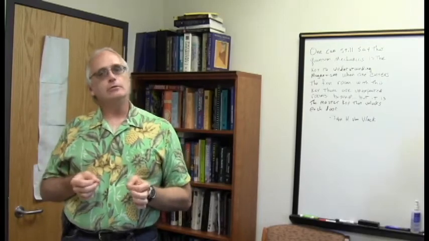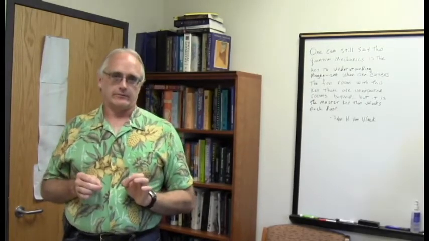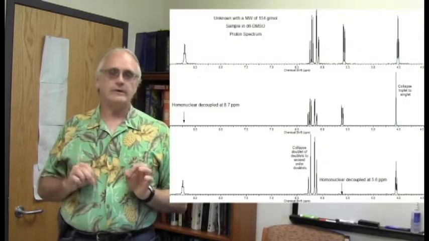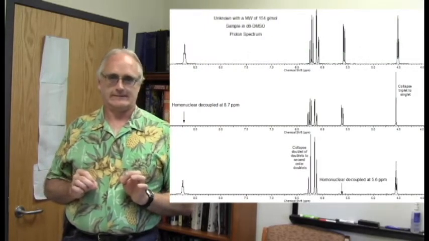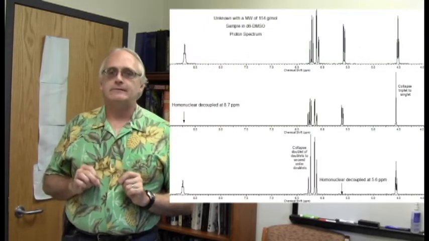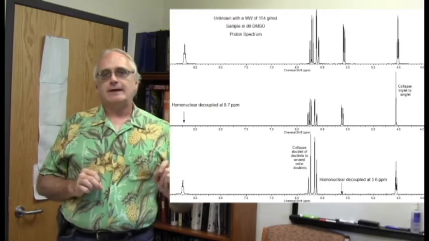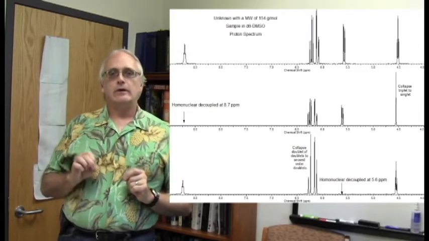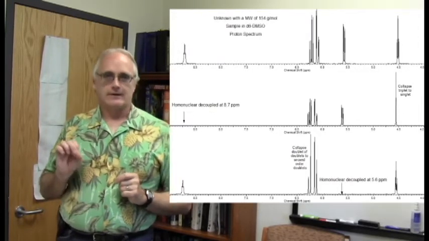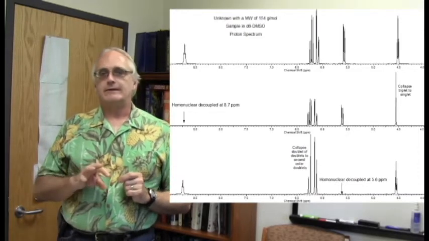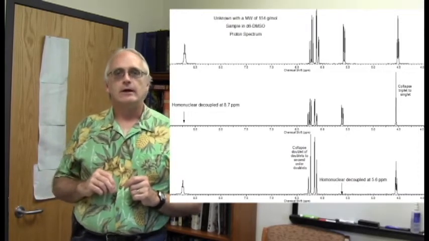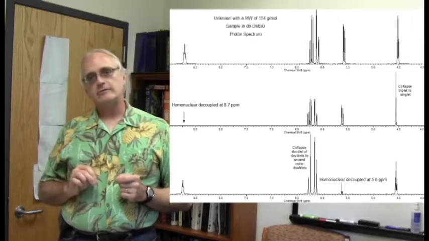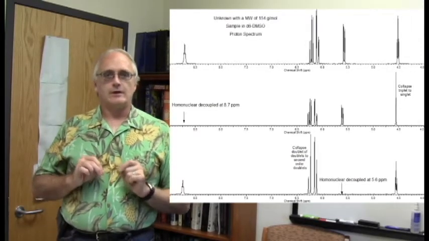Now look at the homonuclear decoupling spectra. Here are 3 of them. We did 2 homonuclear decouplings on this thing. And it reveals something kind of interesting. If you decouple at that peak at 8.7, notice the peak at 4.5 collapses to a singlet, but the alkene region is left alone. In other words, our most upfield and our most downfield peak seem to be coupled to each other.